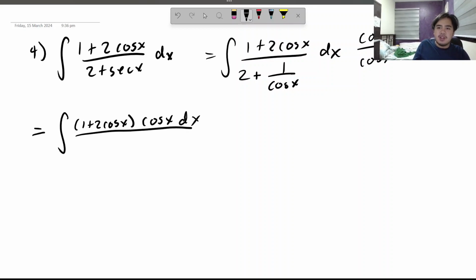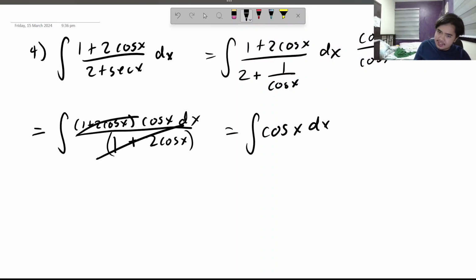Alright, now we have to distribute the cosine here. So 2 times cosine x is 2 cosine x. Since this is positive, it's just add. And then 1 over cosine x times cosine x is 1. Do you see it? 1 plus 2 cosine x. And on the bottom, 1 plus 2 cosine x. Cancel, cancel. The integral becomes cosine x dx.